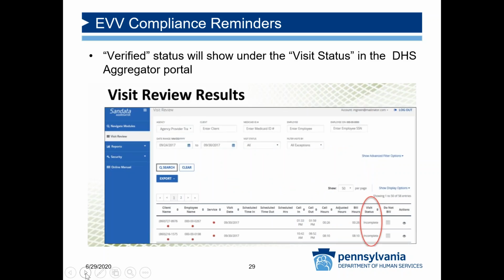So a verified status will also show under the visit status in the DHS aggregator portal for those of you that are using an alternate EVV vendor and have access to the aggregator portal. Again, that is read only. And you'll see here there's a column that says visit status that we've circled in red. On this, you'll note that they are listed as incomplete. So the provider would have to go in and make those corrections in order to get it to a verified status.